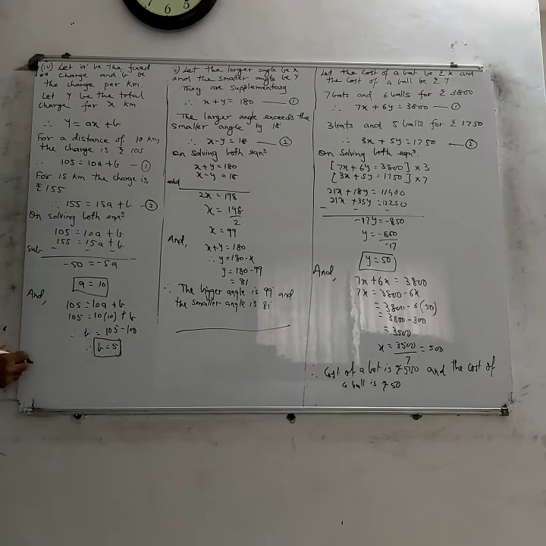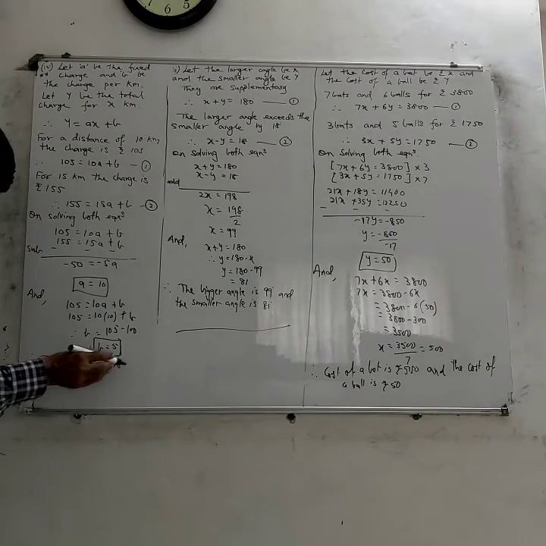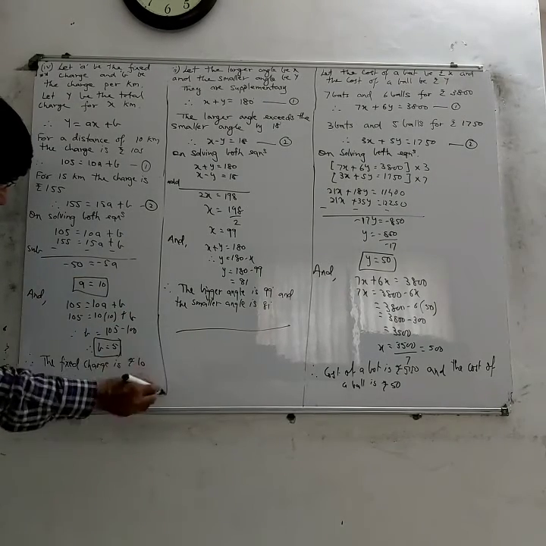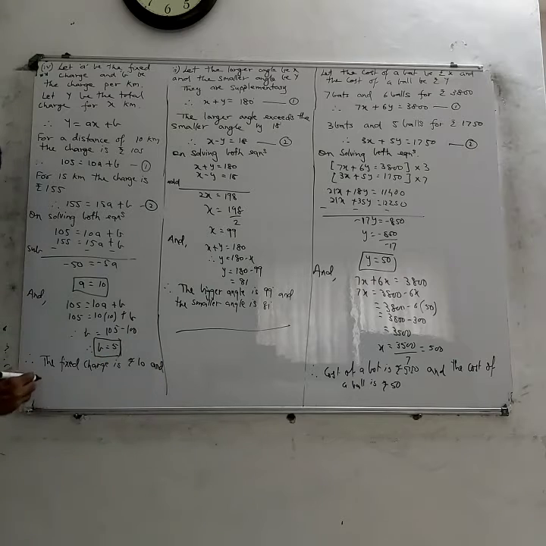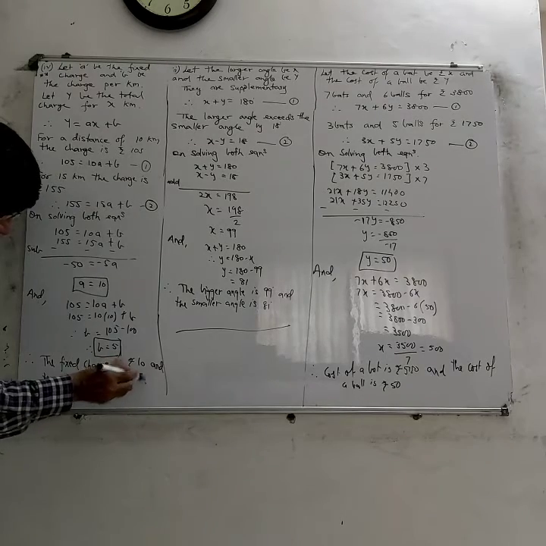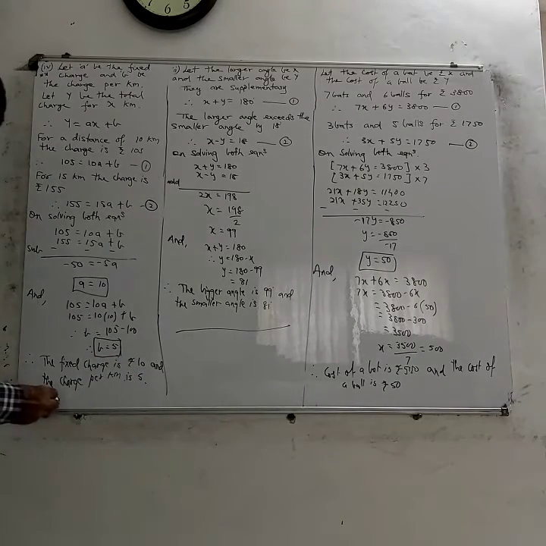So what is it? Therefore, remember, the fixed charge is rupees A, and A is 10, and the charge per kilometer is B, and B is what? 5. The charge per kilometer is 5.